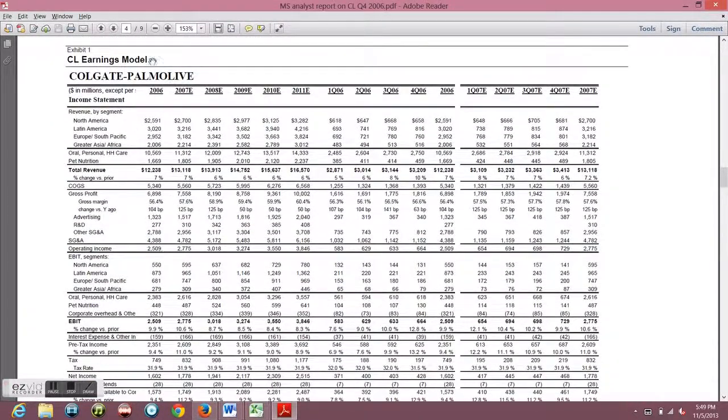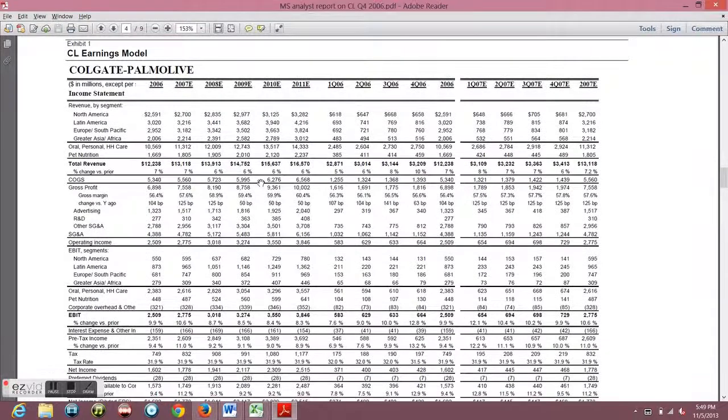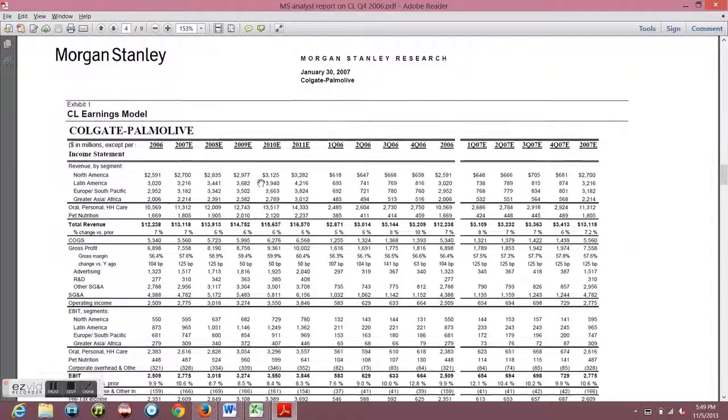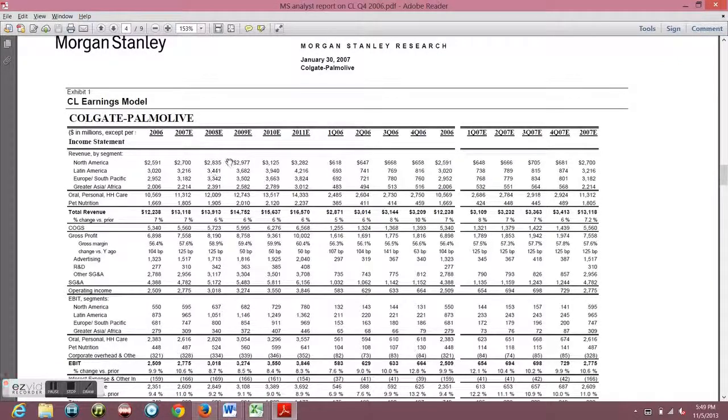This is 06 current year, 07 estimated. Whenever they have an E, that means estimated. 08 estimated, 09, 10, and 11. And after that, they don't have anything. So what we're going to do is, actually, let me see if there's another one. Yeah, that's the one.